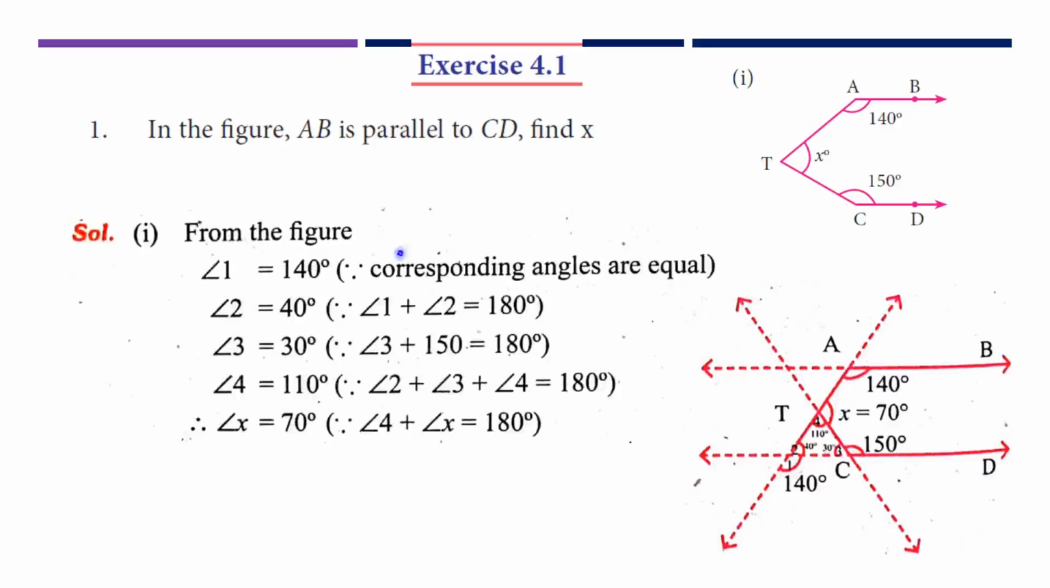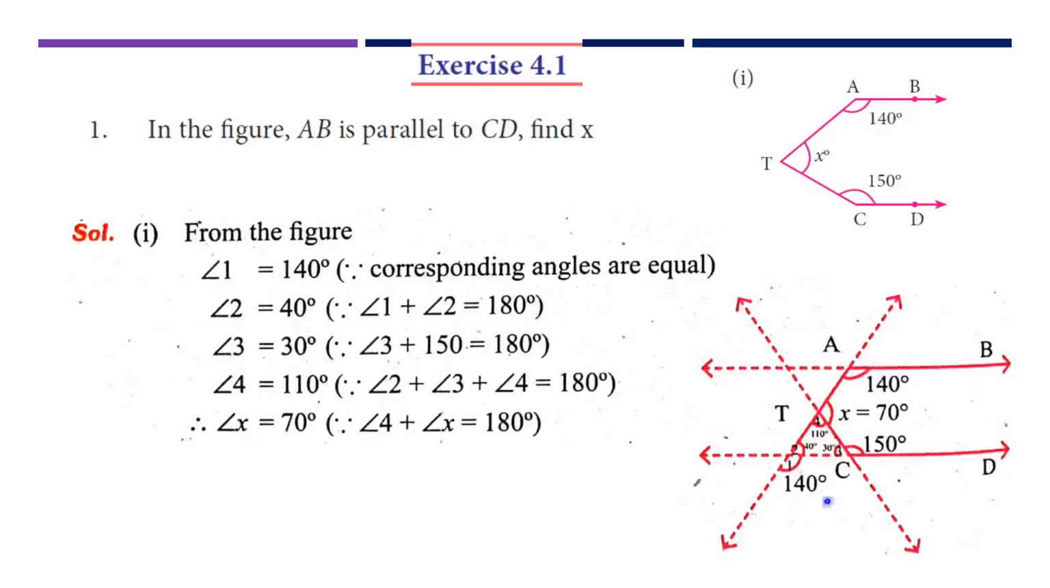Let us see the statements. See from the figure, angle 1 equal to 140 degree since corresponding angles are equal, isn't it? Here 140 degree, here 140 degree. Okay, these two are the corresponding angles. We already know for parallel lines, corresponding angles are equal. For the second one, angle 2 is equal to 40, that is, this is the straight line. That is, angle 1 plus angle 2 must be 180 degree. So, from that you have to subtract 140 degree to get the answer as 40 degree.